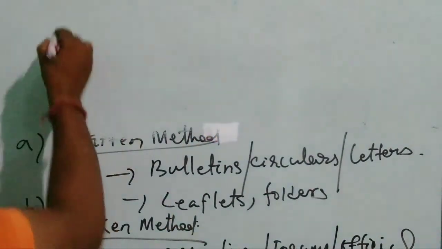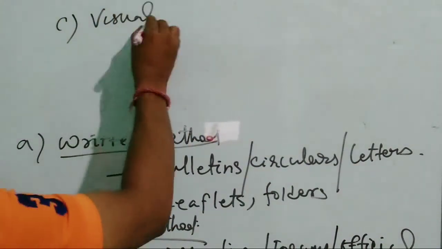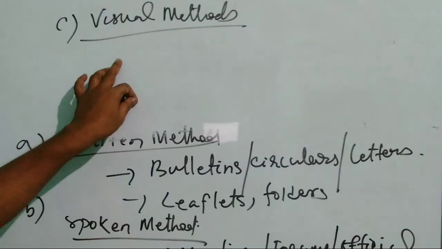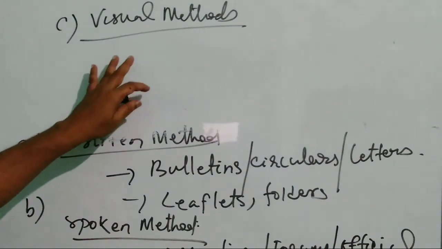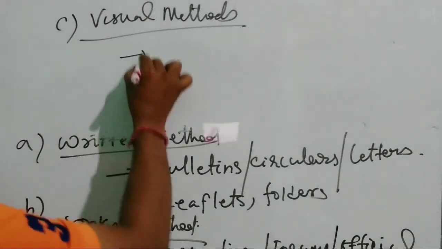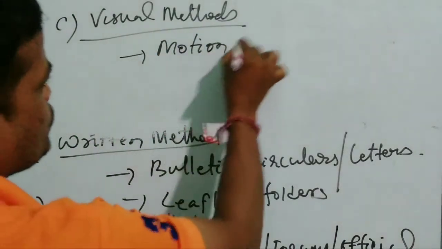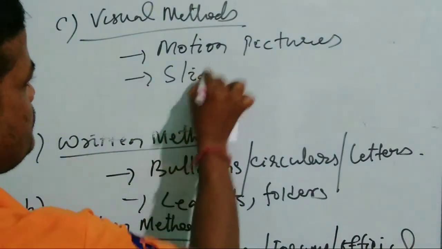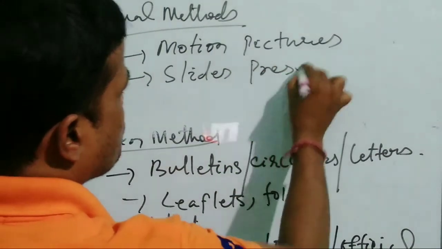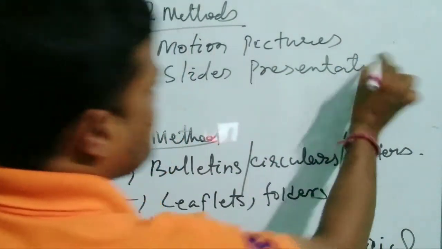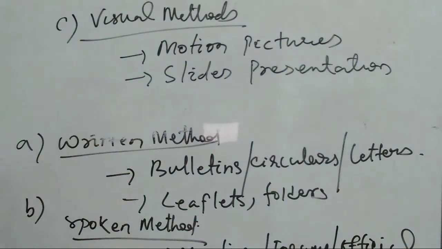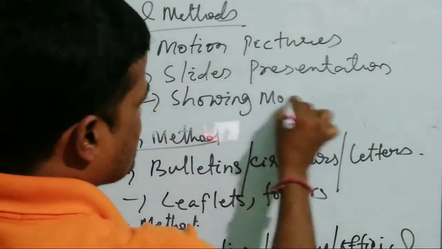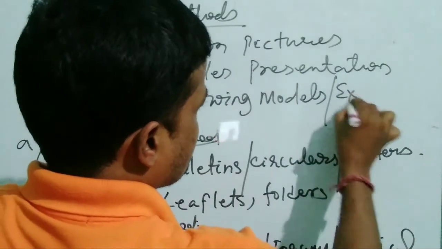Number C, the last one, is called the visual method. In visual methods, we generally use motion pictures, slides, and slide presentations. Next are models or exhibits, showing or demonstrating models or exhibits.